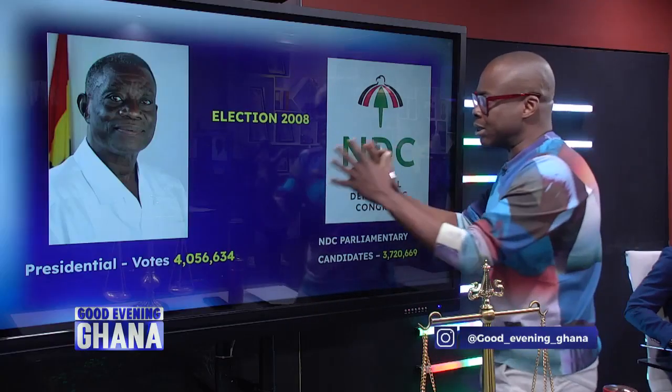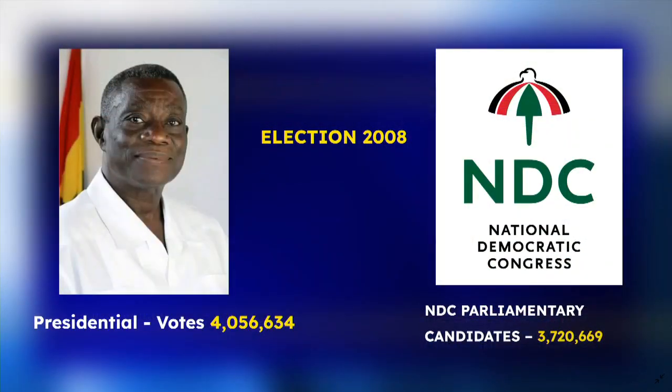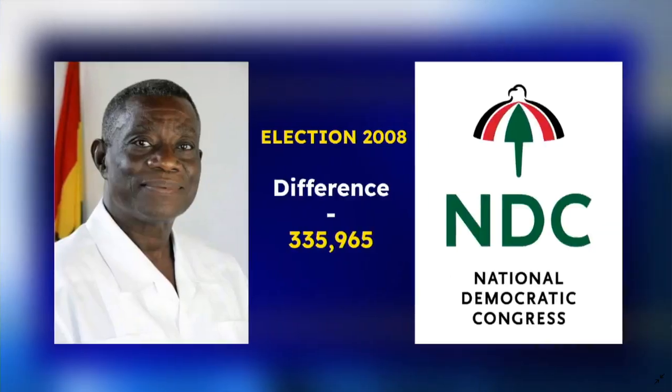All right. Now, in 2008, this is the outcome of the first round of the presidential election. Presidential votes: 4,456,634 for Professor Mills. On the right-hand side of your screen is the NDC votes, and the left-hand side is Professor Mills's votes. NDC parliamentary candidates get 3,720,669. Let's move it and see the clear difference. The clear difference is 335,000 people voted for Professor Mills who did not vote for the NDC candidate.